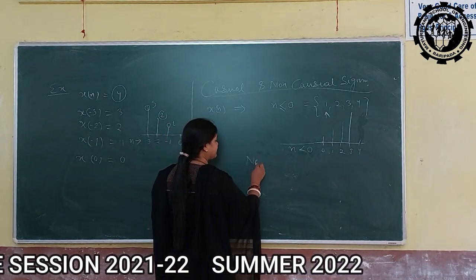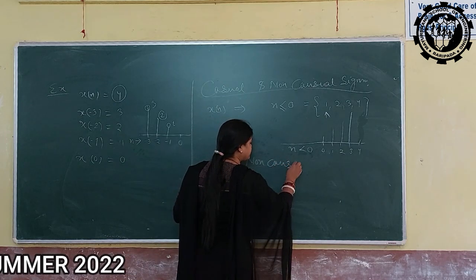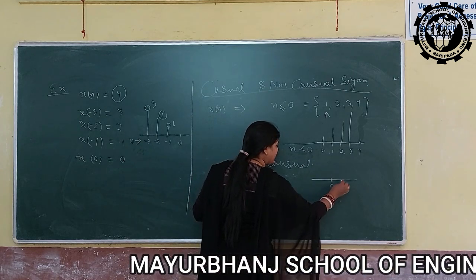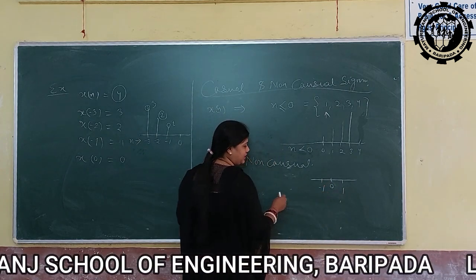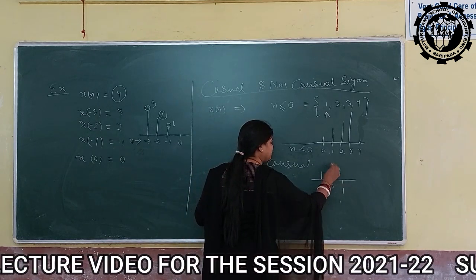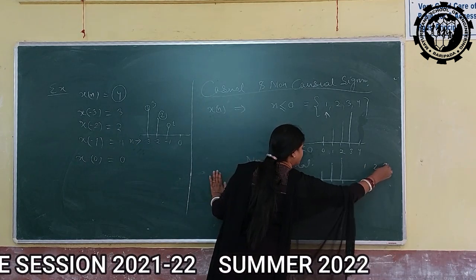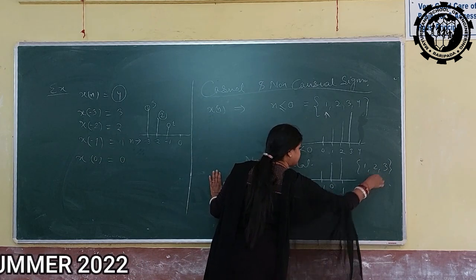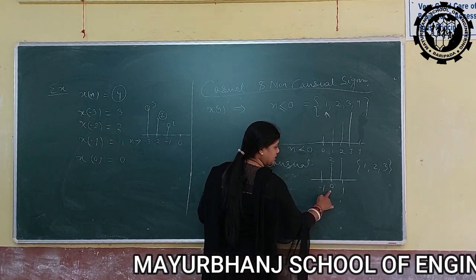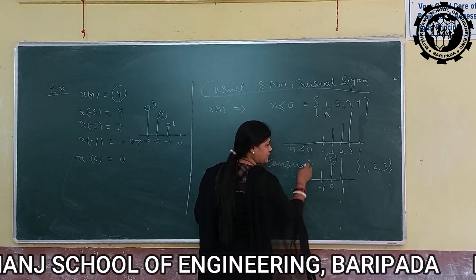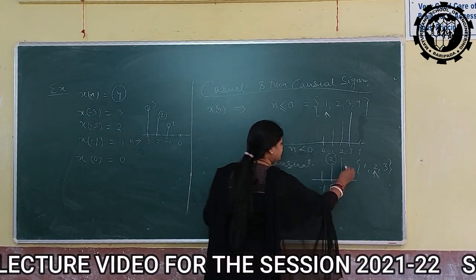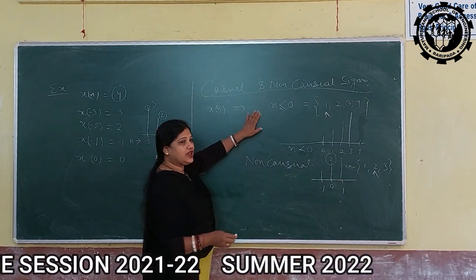Otherwise it is non-casual. In a non-casual signal, we can get values at 0, at 1 and also at minus 1, which means we can get values in the negative portion also. So it is 1, 2, 3. And in the sequential representation, we put an arrow mark at 0. So we put the arrow mark at 2, where the value of x of n is 2 at 0. So that signal is a non-casual signal and the other signal is a casual signal.